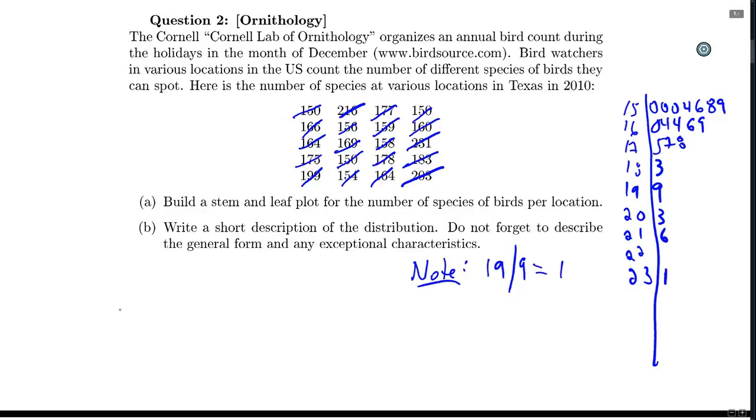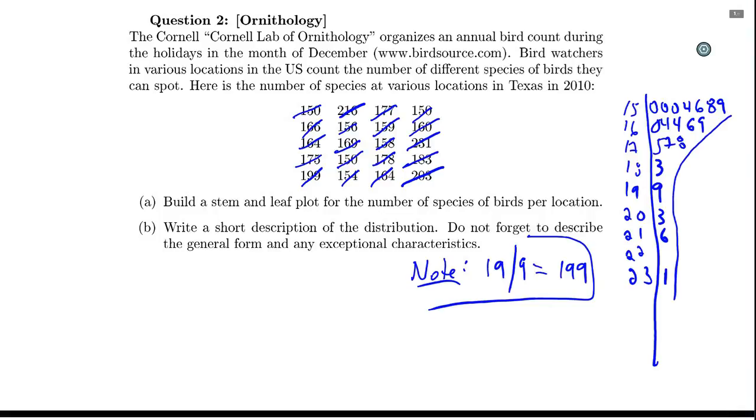Now to describe the distribution, it's good to think in terms of symmetry. Here we actually see an extension of the tail of our distribution on the right. So this is skewed to the right, unimodal. And then let's try to describe the exceptional characteristics. For example, there are extremely large values. 231 could possibly be considered an outlier. And there are also some very large values, 4 of them, from 183 to 216.